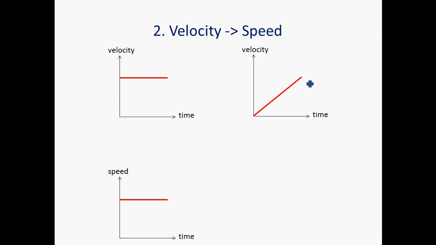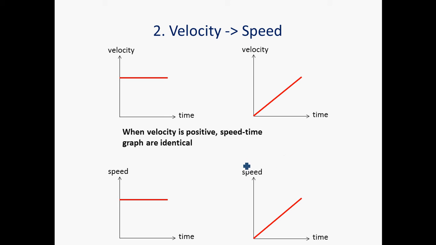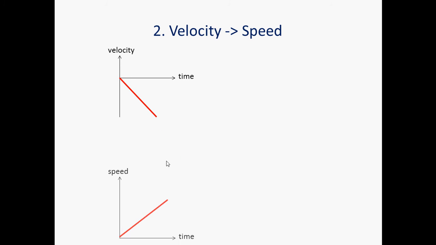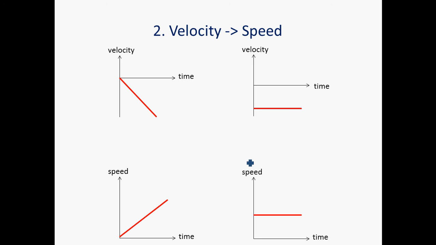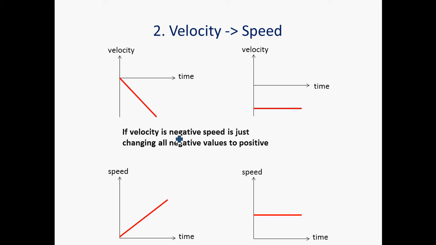If the velocity is increasing but it is positive in the direction of increase, the speed will also be positive and the shape will be identical. So when velocity is positive, the speed time graph will be identical. Now what happens if you have a velocity that is decreasing and is negative? The speed time graph will just be a reflection of this graph. While if you have a velocity that's negative, constant, the speed time graph is again a reflection, so it becomes positive. It's just making all the negative values positive. So if the velocity is negative, speed is just changing all negative values to positive.